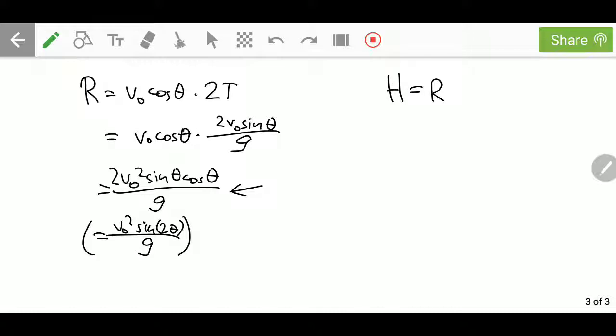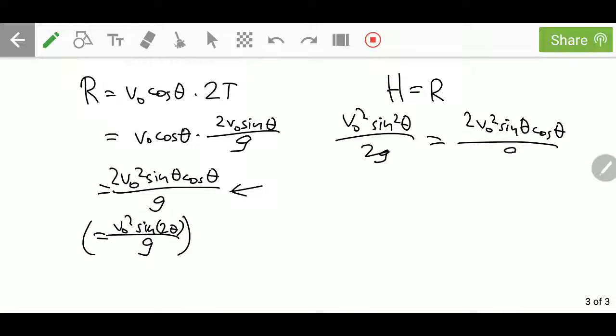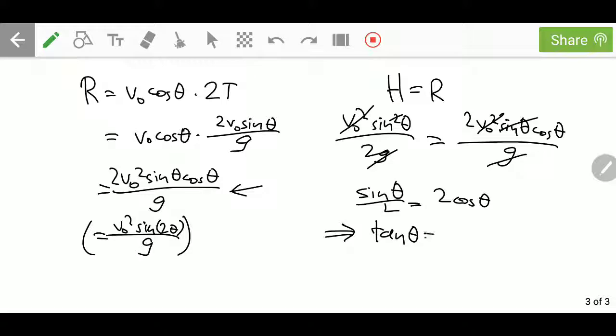So to check when h is equal to r, we will have v naught squared sine squared theta over 2g equals 2 v naught squared sine theta cosine theta over g. g is in the denominator in both cases. That cancels. One power of sine theta will cancel. v naught squared will cancel. And so what we end up getting is that sine theta over 2 is equal to 2 cosine theta, or in other words, tangent of theta equals 4. So theta equals arctangent of 4.